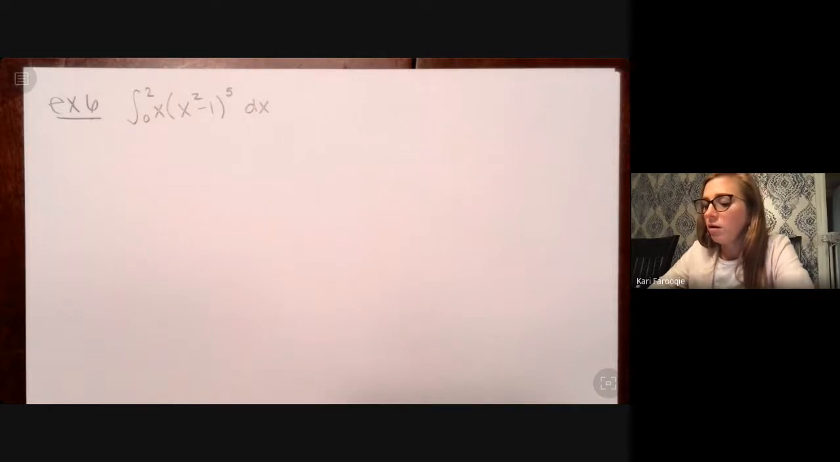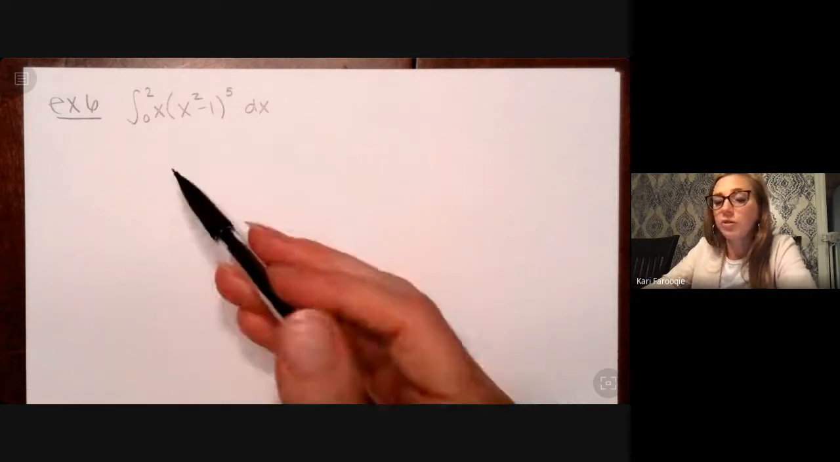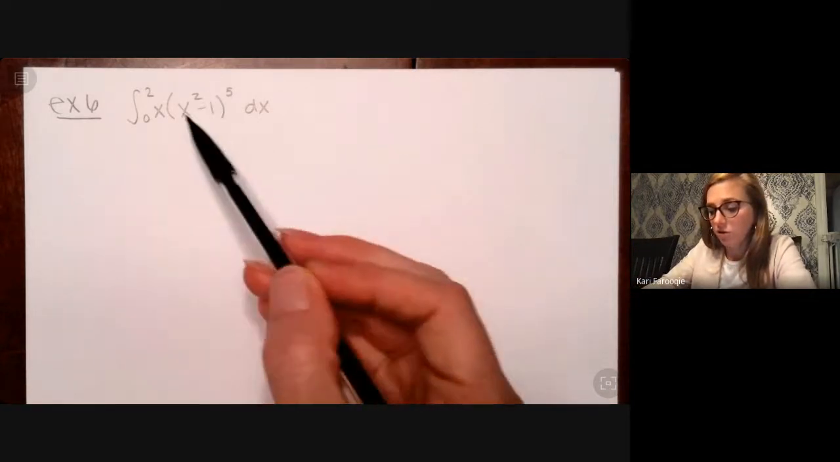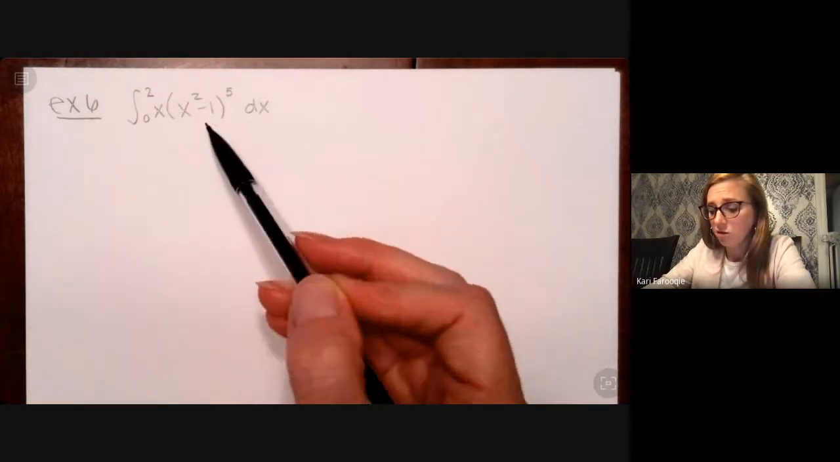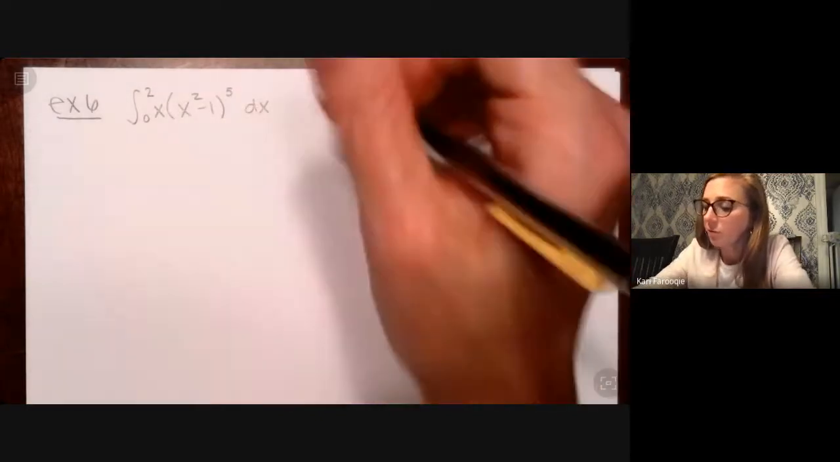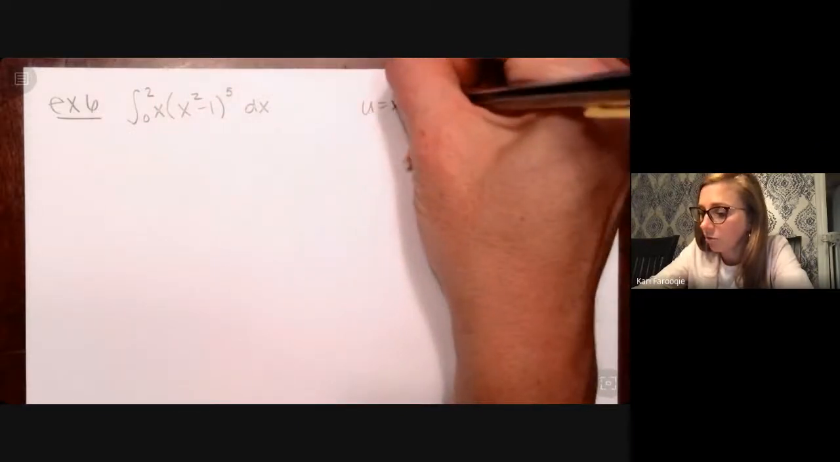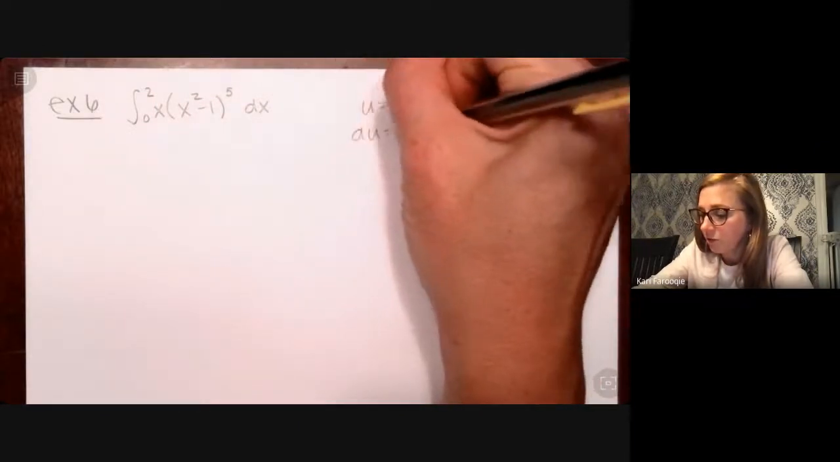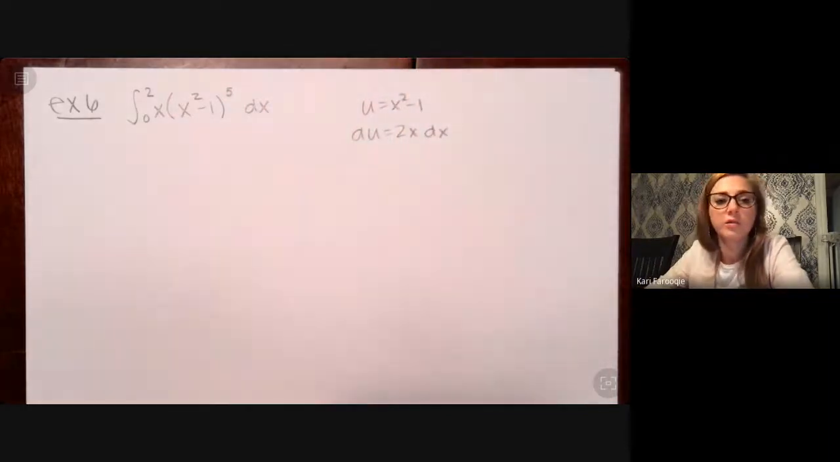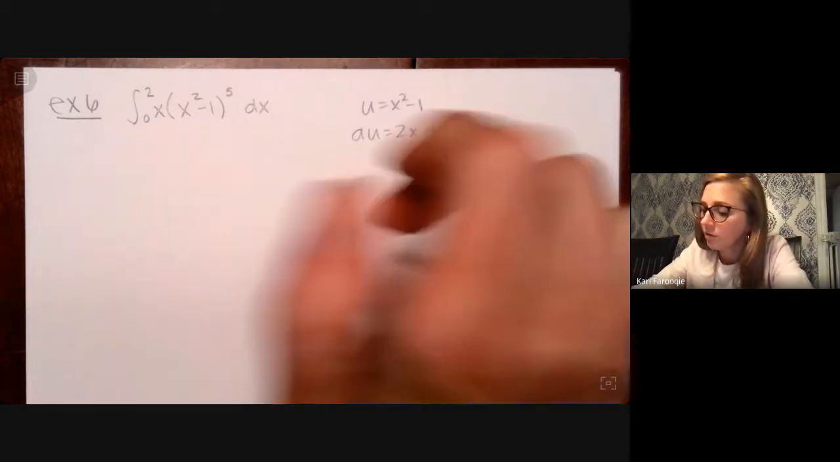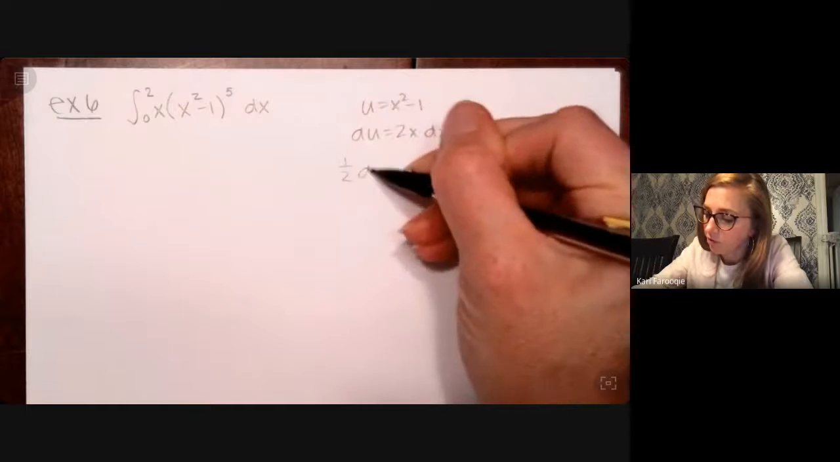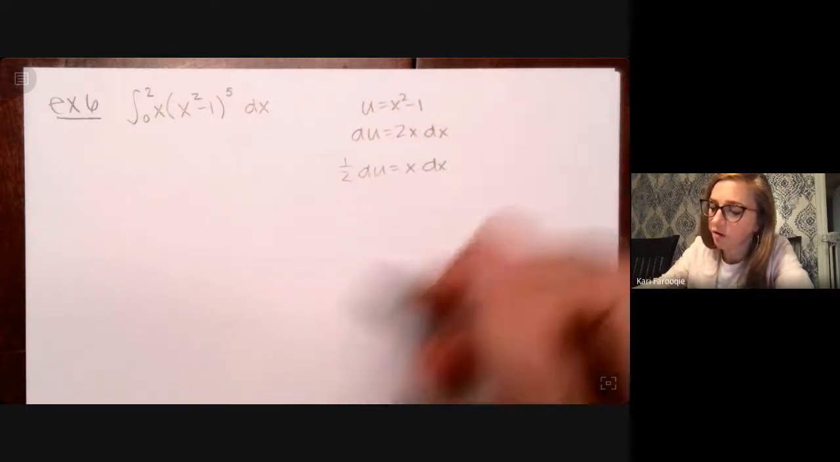Okay, so hopefully we can clearly see that this is a u substitution. And hopefully we can identify the inside function. So the inside function is going to be x squared minus 1 because that is a quadratic function that's being taken to the 5th power. So I'm going to let u be x squared minus 1. And du is going to be 2x dx. Now I only have x dx. So I'm going to go ahead and divide that 2 on both sides to get just x dx.